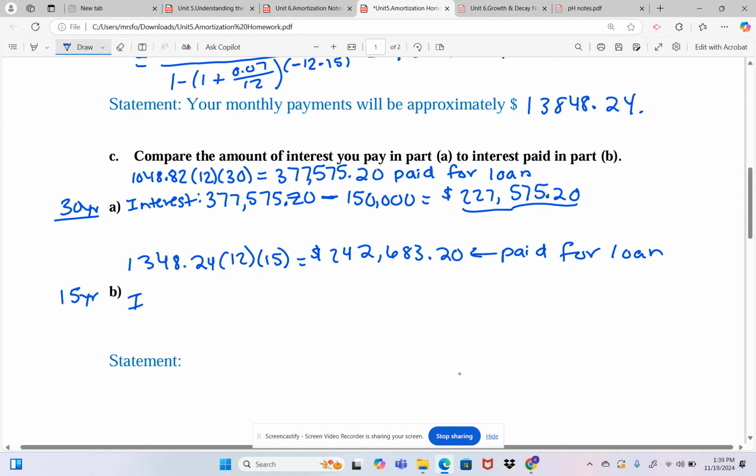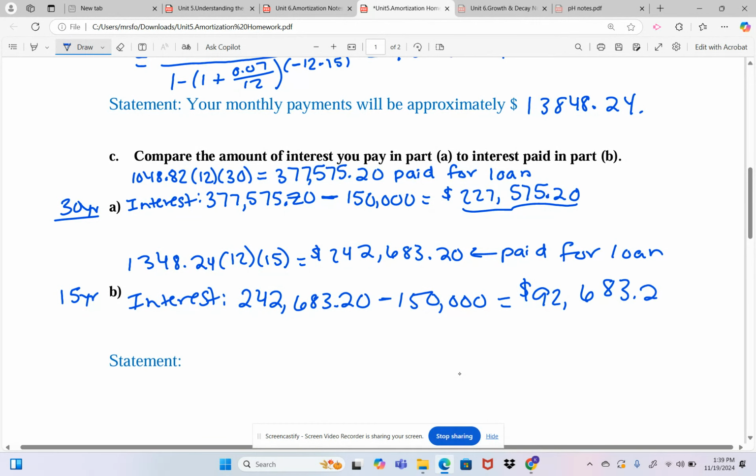So now, how much was the interest for the 15-year loan? We would say, okay, well, what did I pay? I paid $242,683.20, and I subtract the $150,000 that I actually took the loan out for. Doing that, I see I only paid $92,683 in interest.